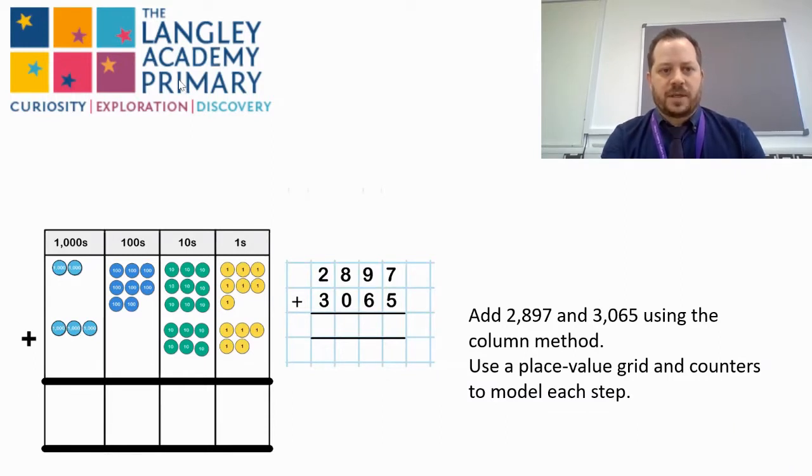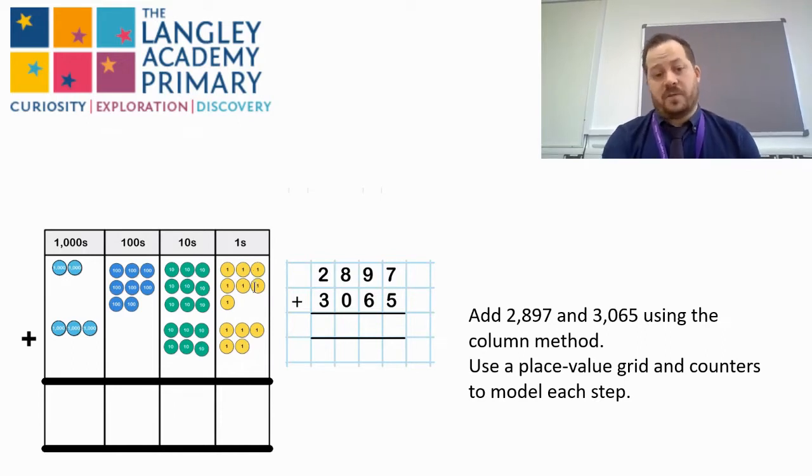So the first thing, nice and straightforward, is how we model it as counters. And the first thing we have to do is put our number into each of the columns. So we get 2000s, we put that in the thousands column. We get our 800s, we put that into the hundreds column. We get our 910s, we put that into the tens column. We get our 7 ones, put that into the ones column.